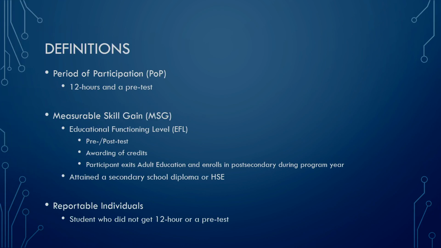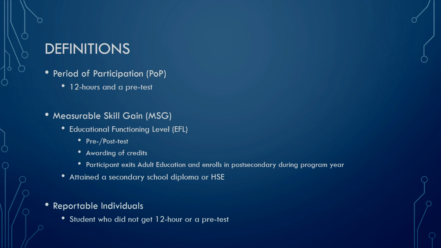Some of these are definitions that you'll see throughout all of the NRS tables. I want to make sure everybody's on the same playing field when I'm talking about periods of participation, POPs, MSGs, and reportable individuals. As you can see on the screen, a student can gain a period of participation by having 12 hours and a pretest. Once they hit those 12 hours and a pretest, they form a period of participation.